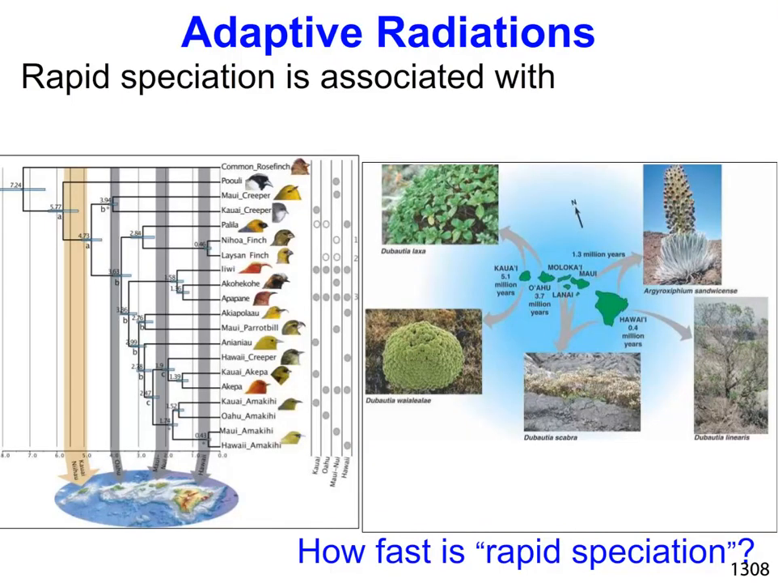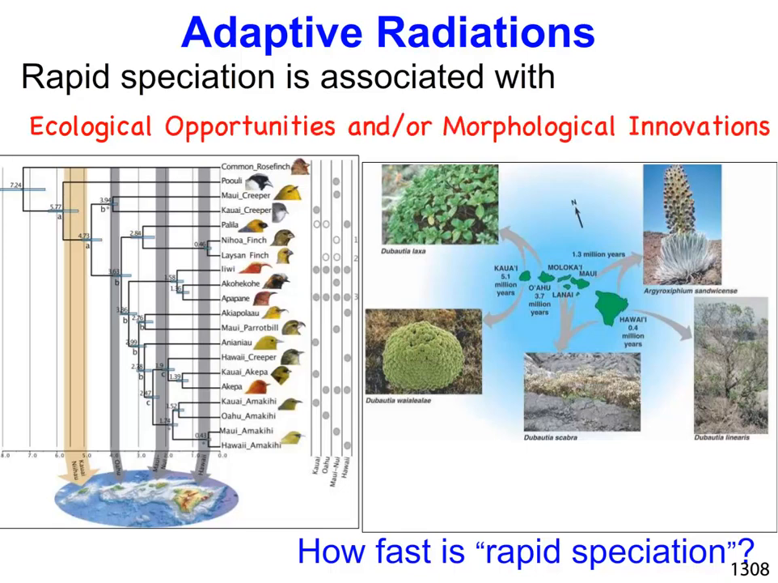Okay, so as we're sitting here thinking about adaptive radiation, and we're considering rapid speciation, what I want you to know is it's associated with either ecological opportunities and/or morphological innovations. So most of the time they're branching into a new area, and then as they do, they tend to adapt to that area, so their morphology will change.